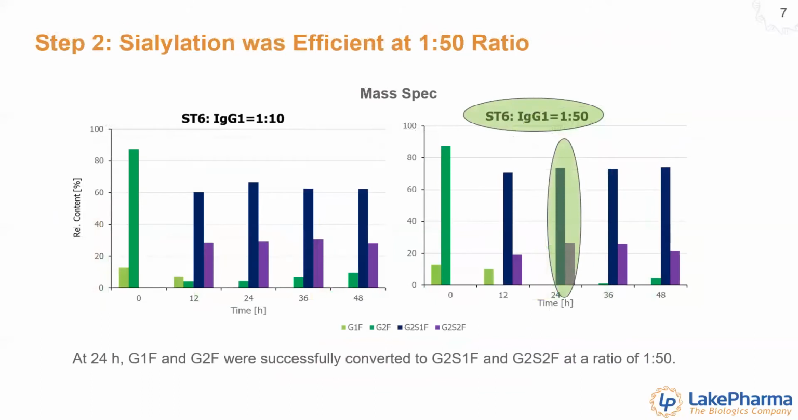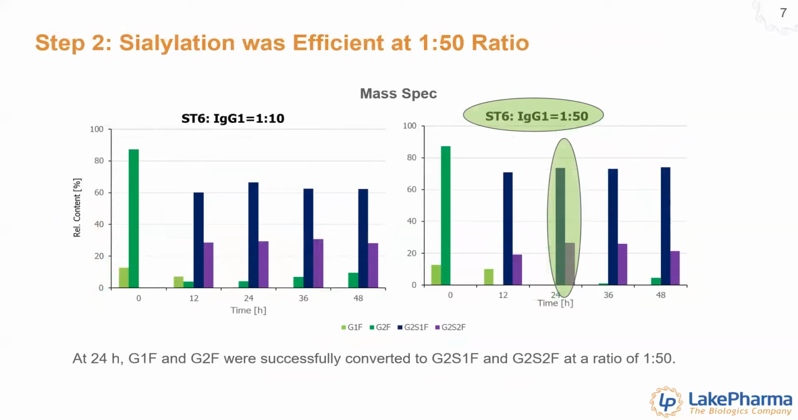The results of the second step, sialylation, are shown on slide number 7, where we observe the addition of sialic acid, which is shown in the dark blue and purple bar.